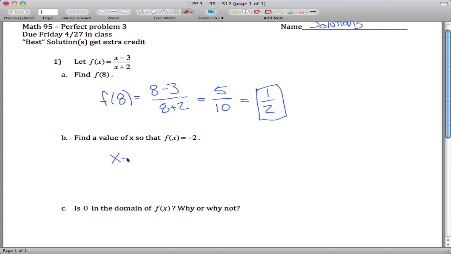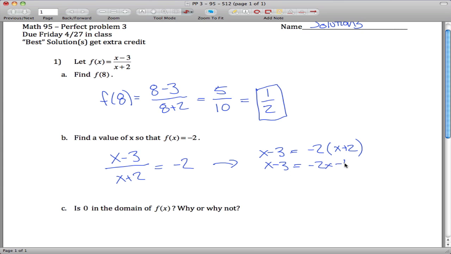Find a value of x so that f of x equals -2. So now we're kind of going backwards. What we're saying is, what would we have to put into this machine so that -2 would come out of it? In other words, solve this equation for x. We can multiply both sides by x plus 2 and get x minus 3 equals -2 times, show all my steps, x plus 2. So x minus 3 equals -2x minus 4. If you add 2x to both sides of the equation, you get 3x, and add 3 to both sides, you get -1. So your final answer is x equals -1/3.